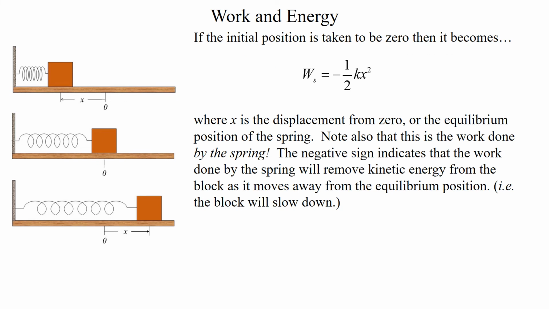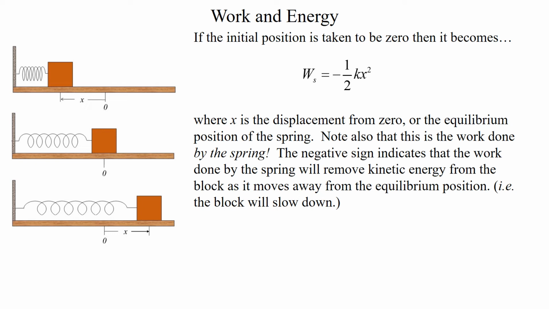Now suppose we take our initial position to be at x equals 0 when the spring is completely relaxed. Then the work done by the spring is minus 1/2 kx squared. So notice then that the work done by the spring is always negative. And if we think about the situation, that makes sense. If I reach in and I displace the block and just let it go, it's going to oscillate back and forth around the relaxed position, the x equals 0 position.